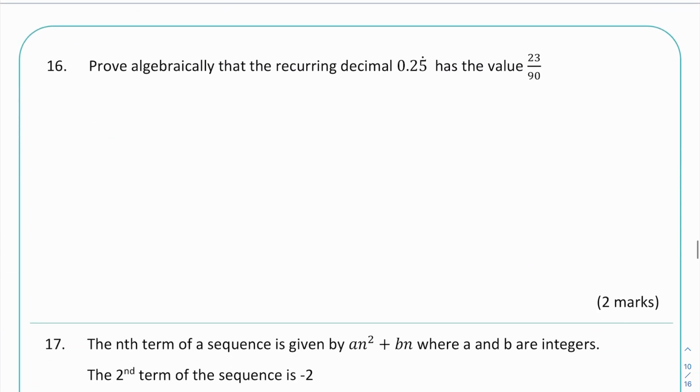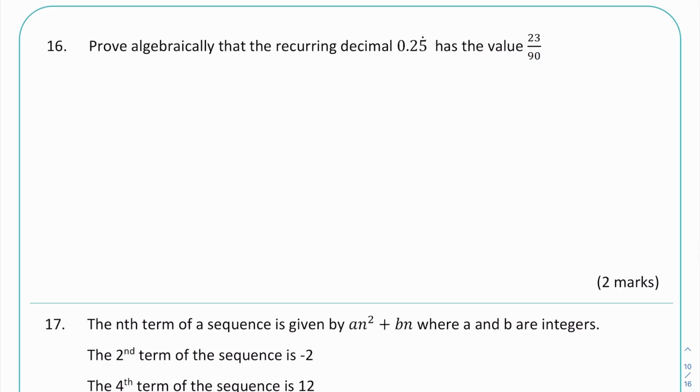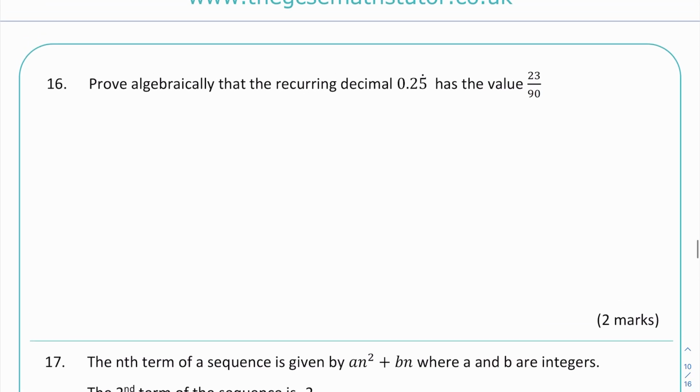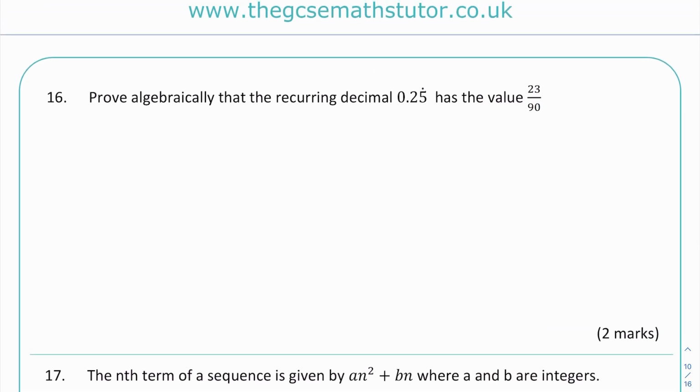So here we go, prove algebraically the recurring decimal 0.25 recurring has the value 23 over 90. So for this one here, we'll say, okay, well, x is equal to 0.25 recurring. There is one recurring decimal, so we just need to times by 10. So 10x is equal to 2.55 recurring on the 5, just making them balance. Take them away from one another.